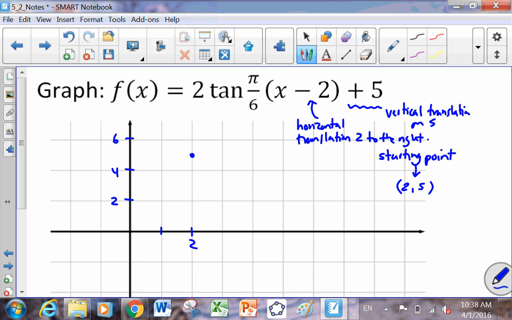Can I find my period? Yeah, how can I find my period? Pi over B. B is pi over 6. That's the same as 5 times 6 over pi, and that's the same as 6 pi over pi. You can cancel the pi. So our period is 6.